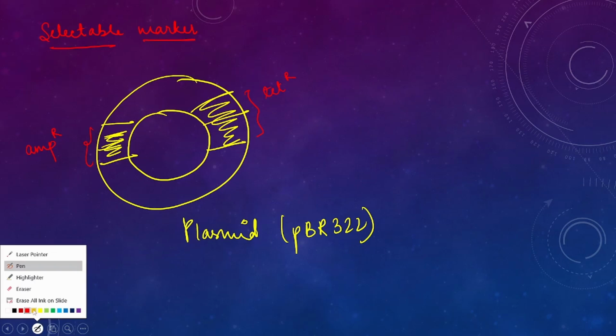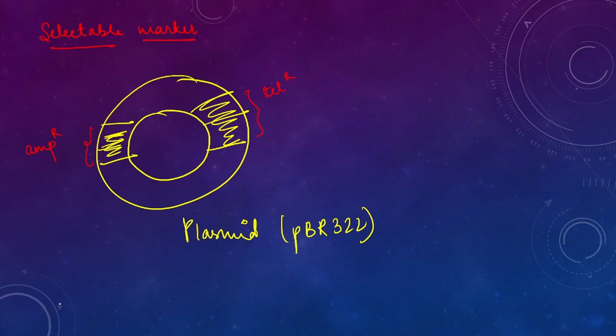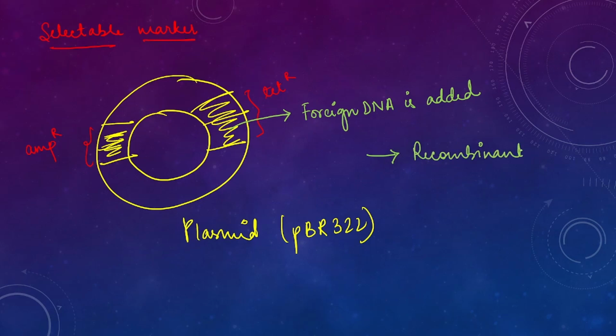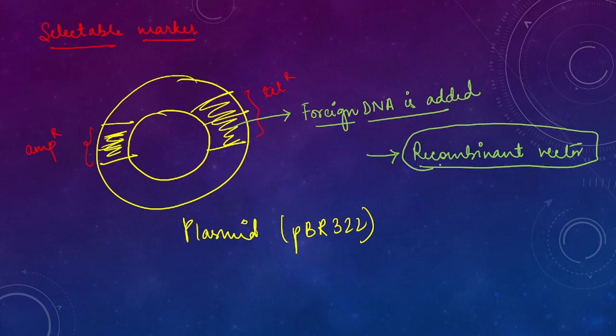Now in the tetracycline resistance gene, what have I done? I have introduced a foreign DNA. In this tetracycline resistance gene, a foreign DNA is added. Now what will happen? Foreign DNA is added, so we will get ampicillin resistance plus foreign DNA, a recombinant product. We get a recombinant vector. Since it has a foreign DNA, after combination we will get a recombinant vector.